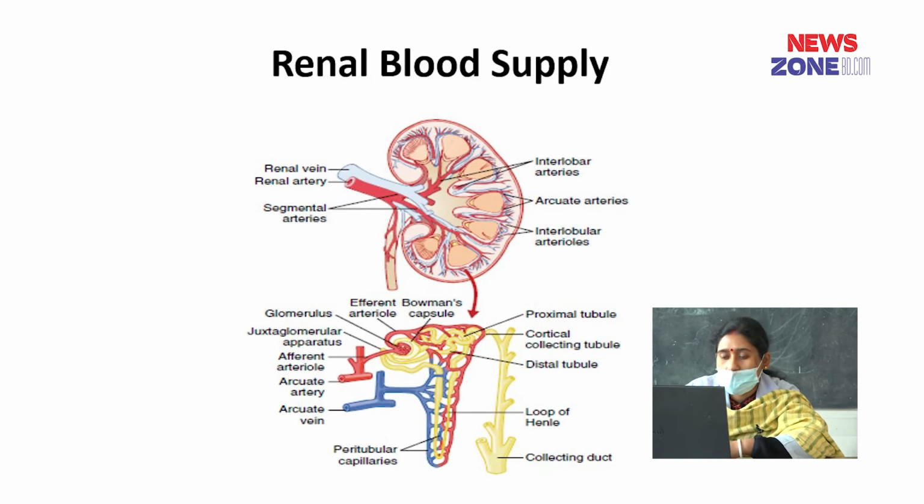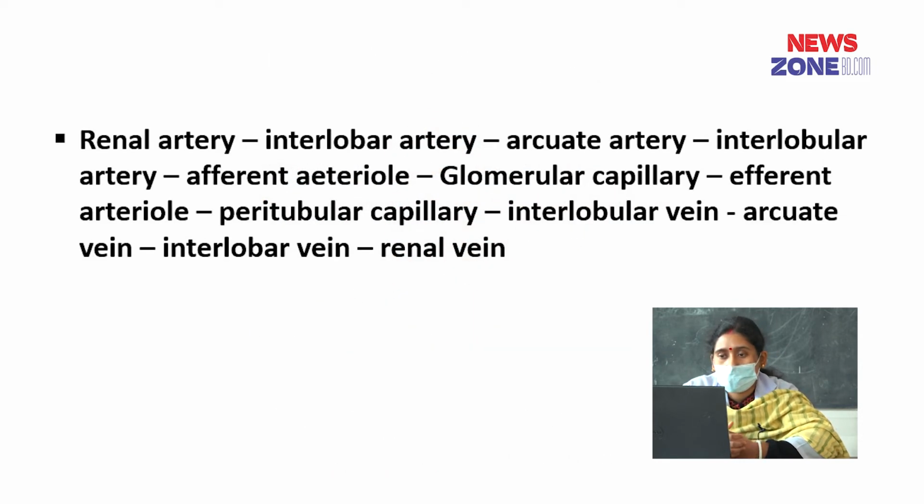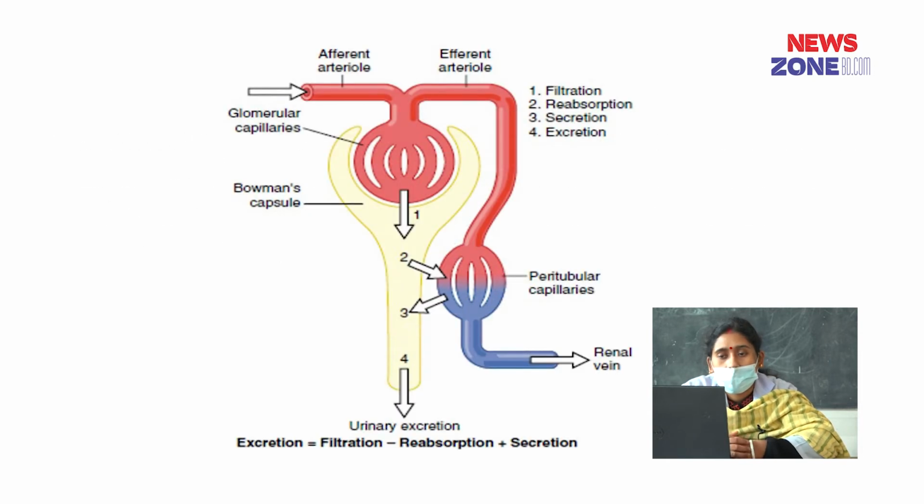Now I discuss the renal blood supply. The renal blood supply is: renal artery, interlobar artery, arcuate artery, interlobular artery, afferent arteriole, glomerular capillary, efferent arteriole, peritubular capillary, interlobular vein, arcuate vein, interlobar vein, renal vein. This is the blood supply of the renal blood supply.